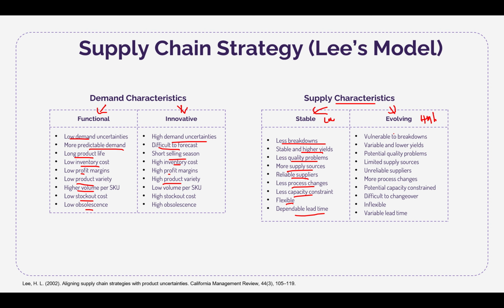On the other hand, evolving is usually vulnerable to breakdown, variable and lower yield, potential quality problem, limited supply sources, unreliable suppliers, more process changes, potential capacity constraint, difficult to change over, inflexible, variable lead time. So the strategy is based on this.